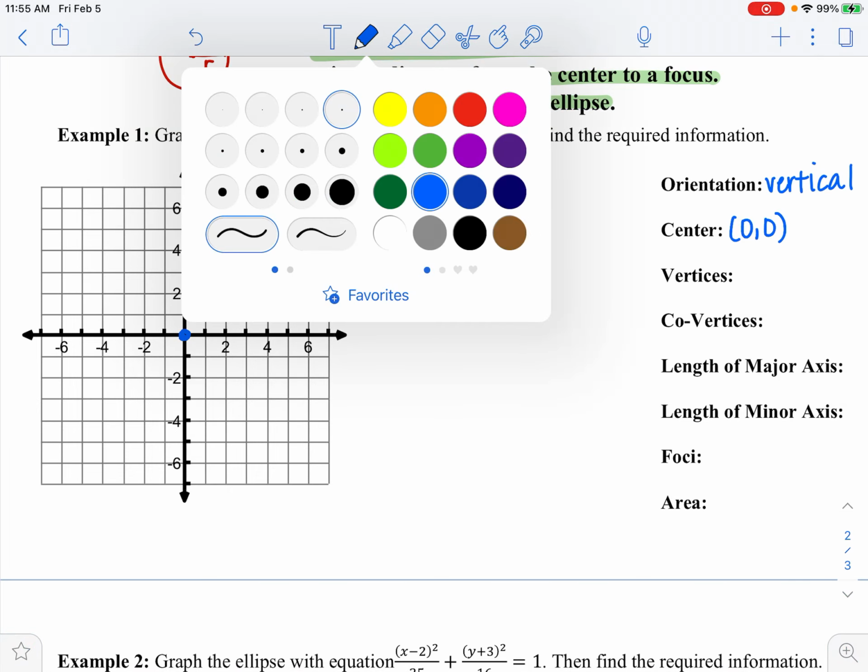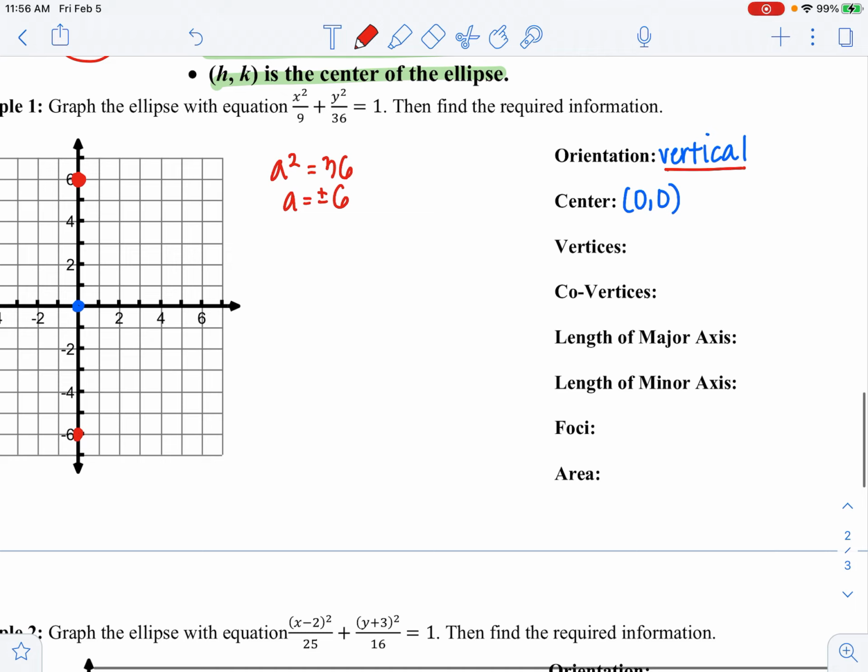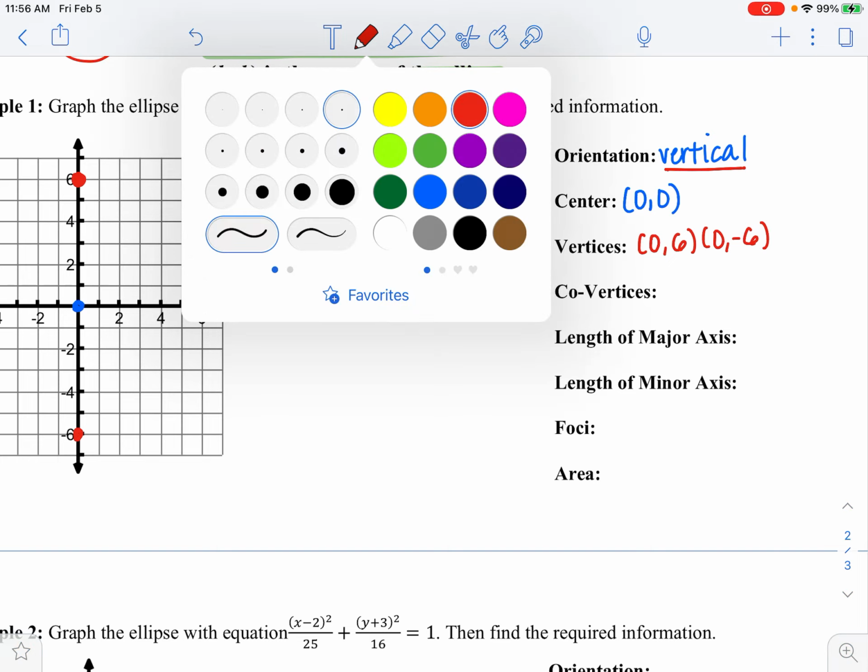Okay, and now I need to get my vertices. My vertices are a units from my center, where a squared, remember, is always your bigger number. So a squared is 36, so a is equal to plus or minus 6. Since this is a vertical ellipse, I'm going to go up and down 6 units to get my vertices. Up 6, down 6. So I have 2 vertices. I'm going to write them out. I have (0, 6) and (0, -6). Yes, you can write it as (0, ±6) because that's the same thing.